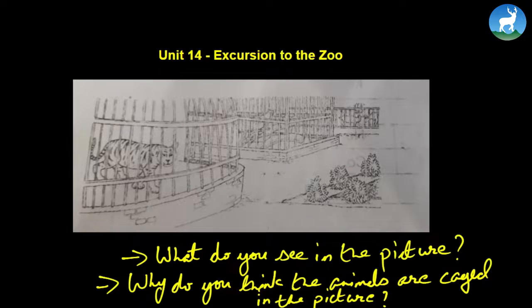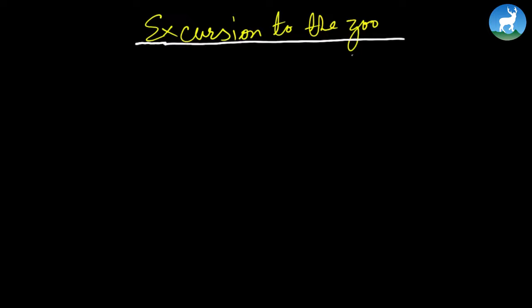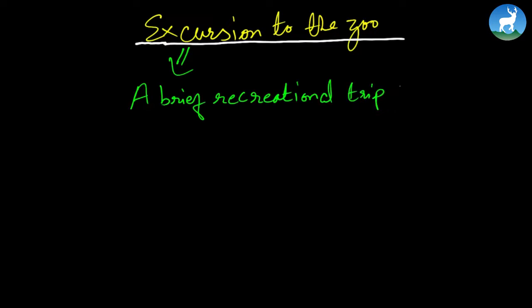So let's move further. Our topic is excursion to the zoo. First of all, what is excursion? Have you ever been on an excursion? What do you understand by the word excursion? All right, if you look at the dictionary, excursion is defined as a brief recreational trip, a journey out of the usual way.